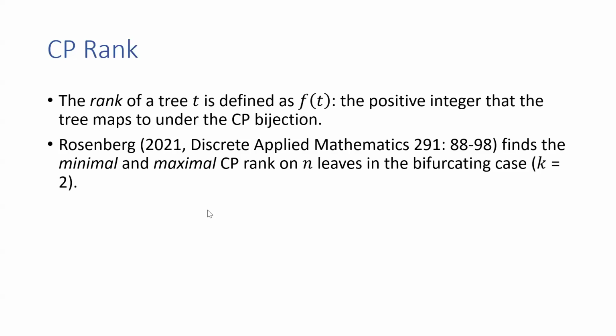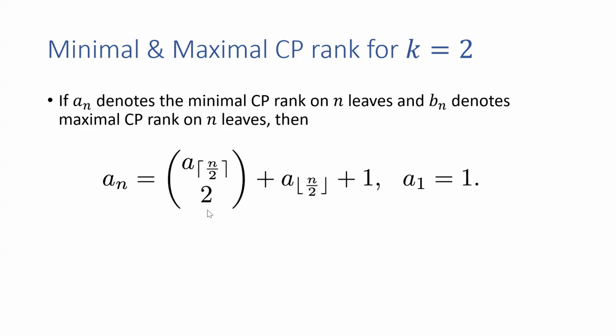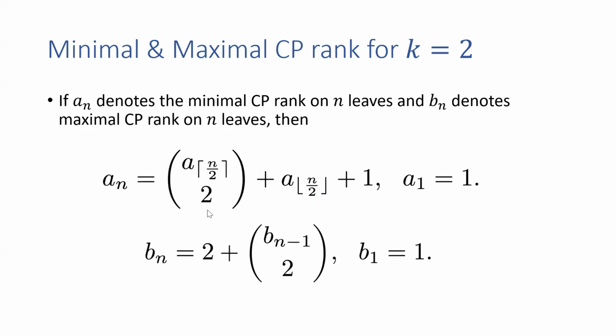The person who studied this was Rosenberg in 2021. Specifically, he found a recursion for the maximal and minimal CP rank on n leaves. If A sub n denotes the minimal CP rank and B sub n denotes the maximal CP rank, then you get these two recursive formulas for A sub n and B sub n.